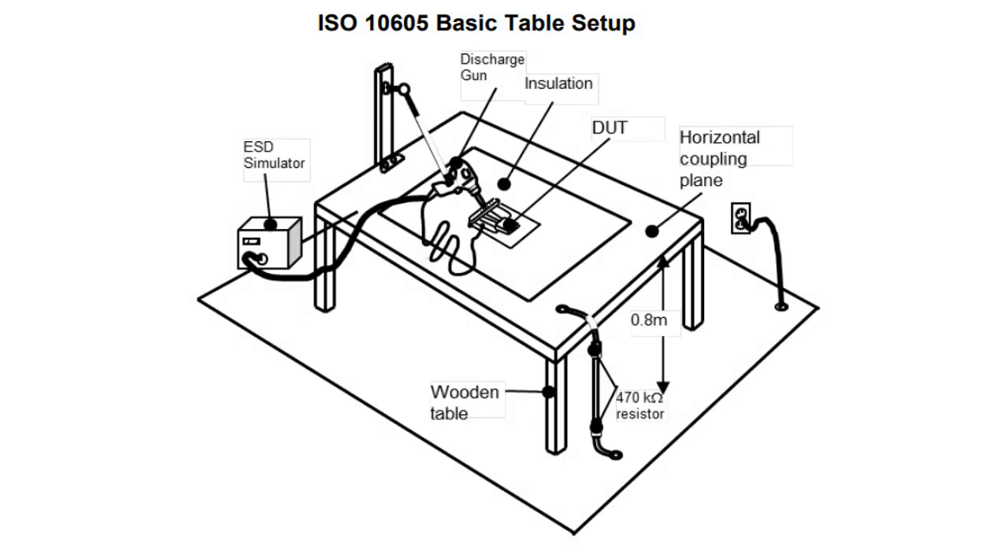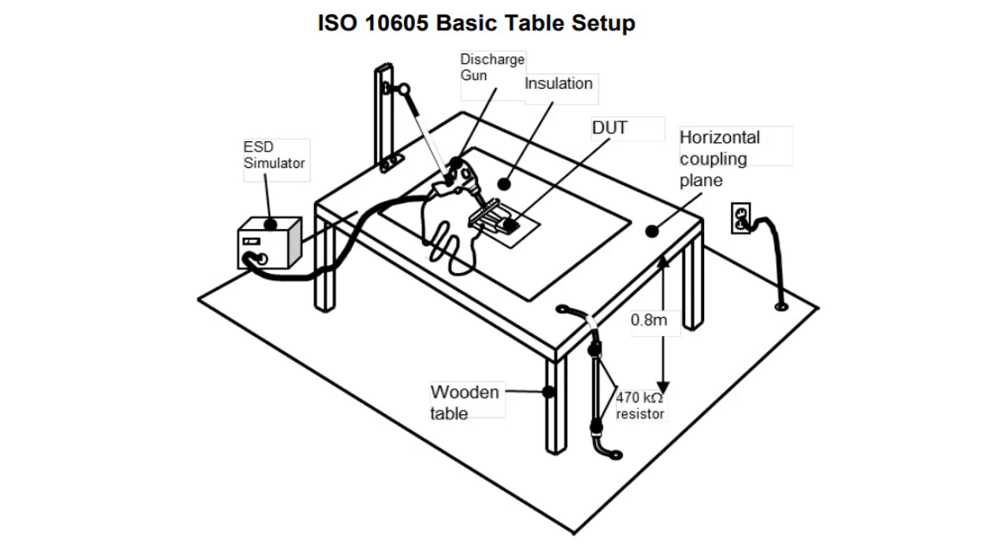The ESD test bench setup complies with the ISO 10605 standard as shown in the figure. The device under test, DUT, is placed on a horizontal coupling plane, HCP. Two 470 kΩ resistors in series connect the HCP to the ground reference plane, GRP, and all devices are placed on a non-conductive table.